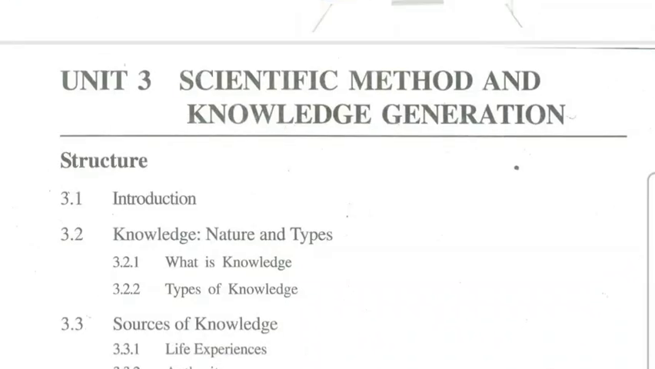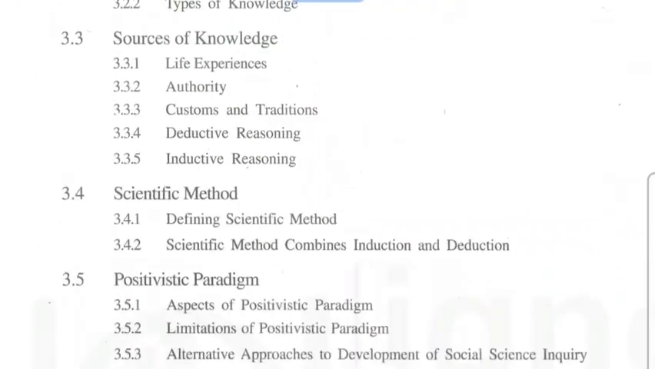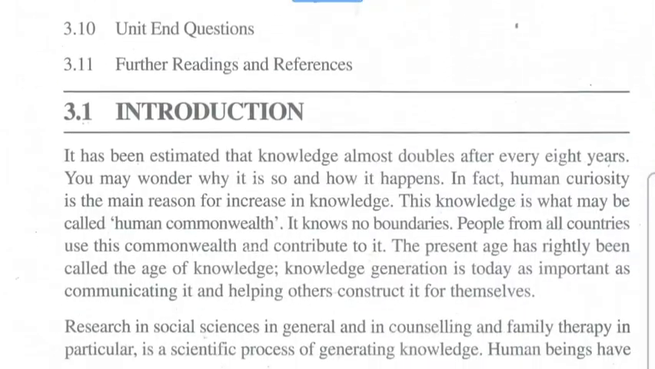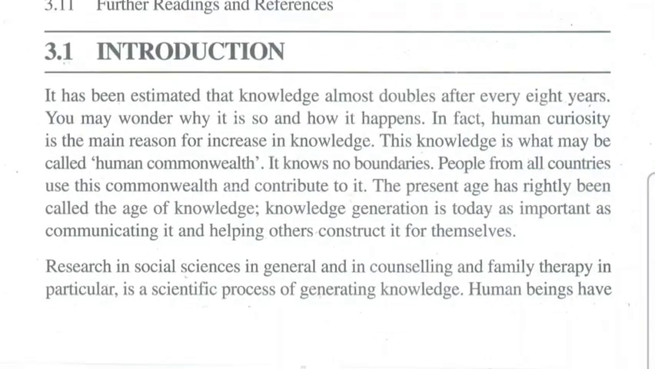Unit 3, Scientific Method and Knowledge Generation. It has been estimated that knowledge almost doubles after every 80 years. You may wonder why it is so, and how it happens. In fact, human curiosity is the main reason for the increase in knowledge.